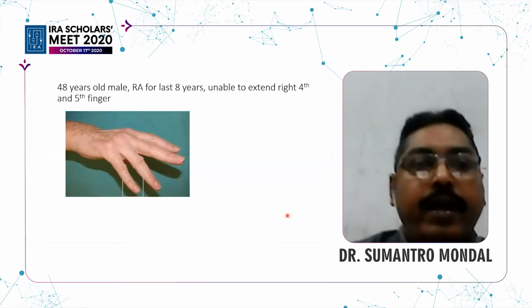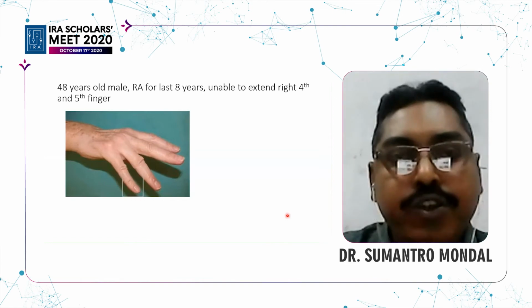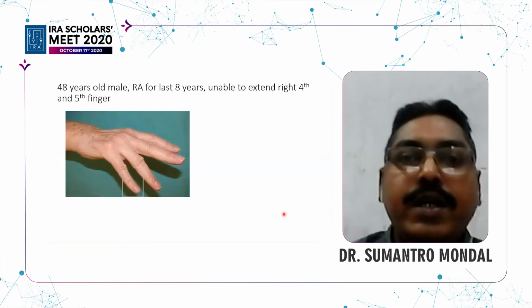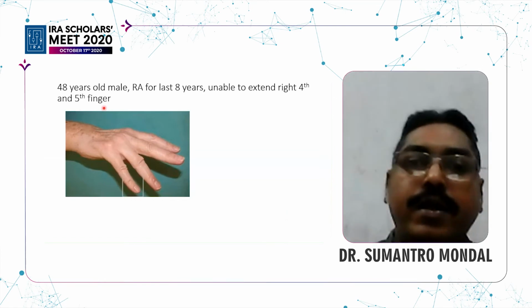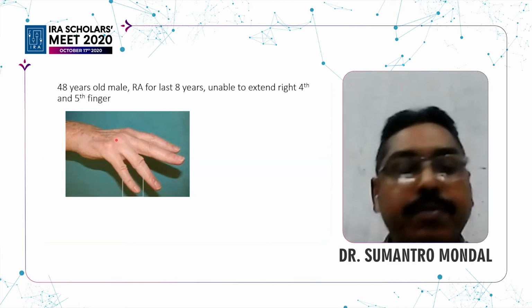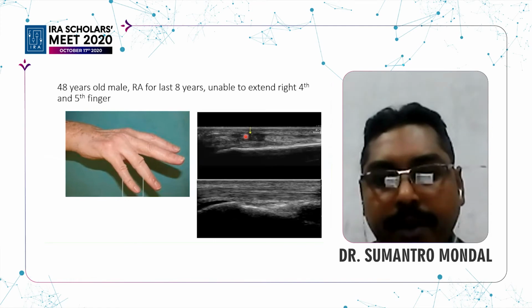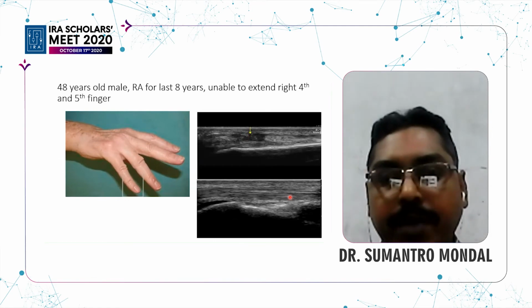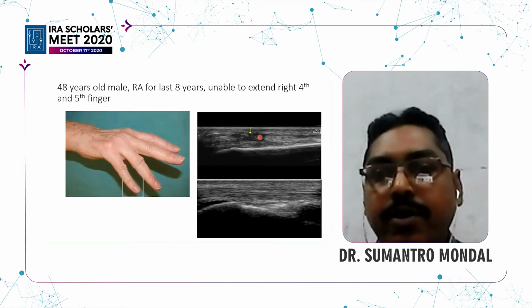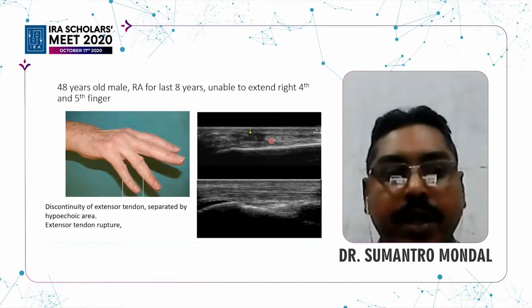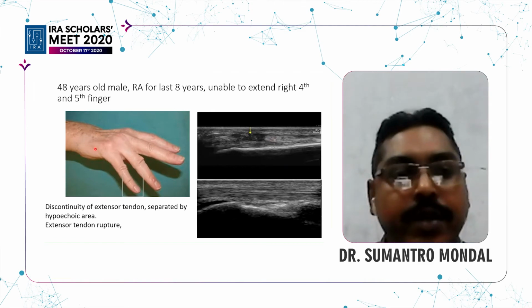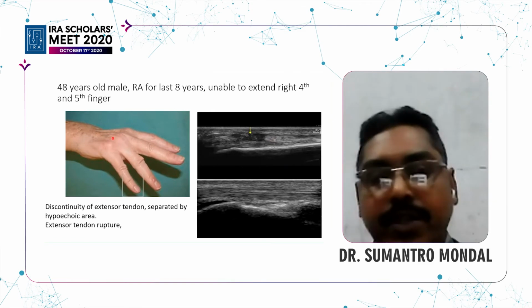This RA patient having a disease duration of 8 years is unable to extend the right fourth and fifth finger. Yes, you can place your probe over the dorsal aspect of the tendon to see such type of deformity. If compared with a normal tendon, one can appreciate there is a hypoechoic cleft separating the two tendon bellies. So this is actually a tendon rupture of the extensor compartment of the digits.